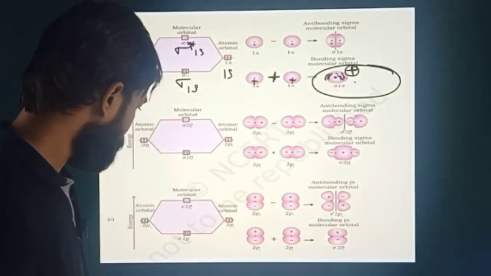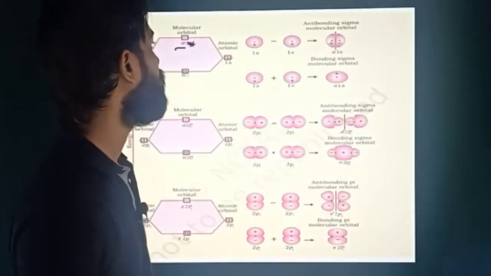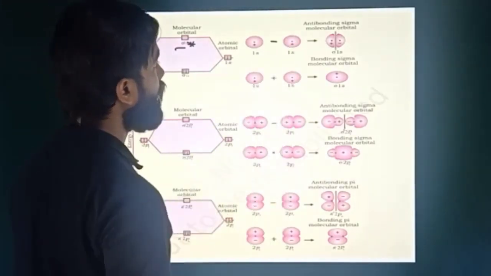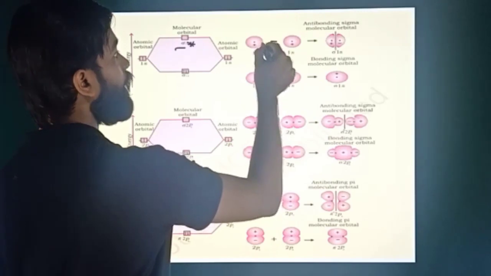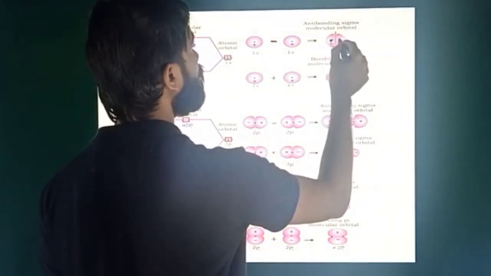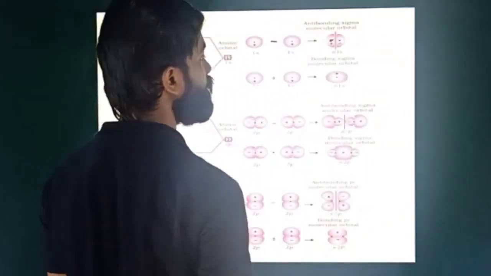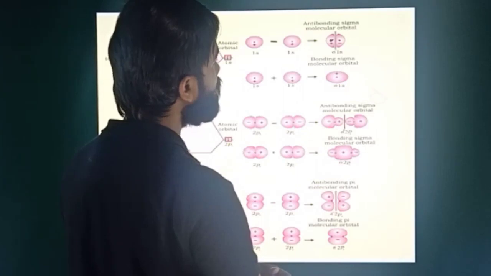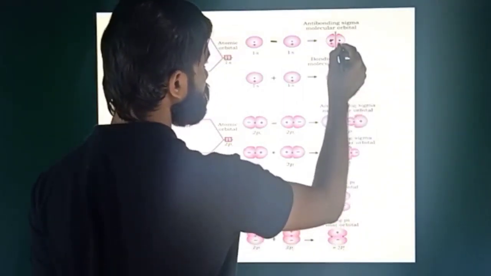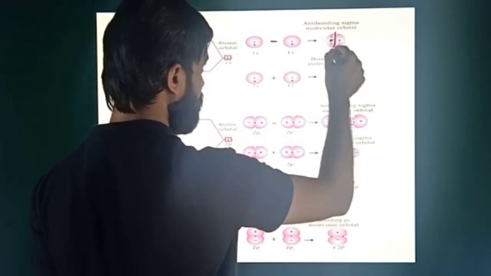But if we consider the subtractive combination, the nuclei become closer, so that there creates a nodal plane.